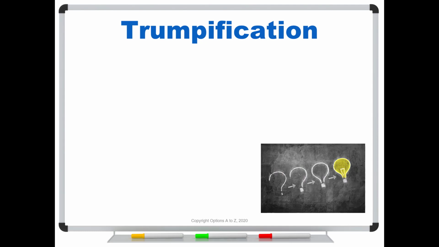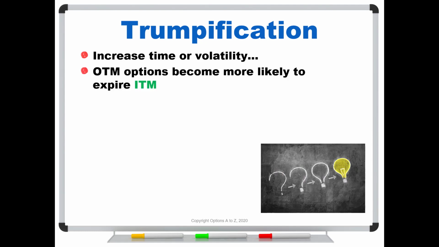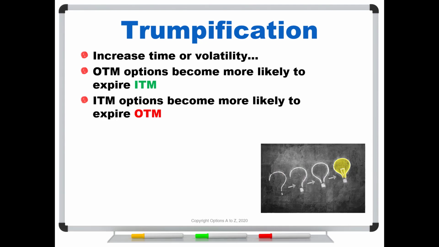And this is the idea that as you increase time or volatility, in other words, you start looking at longer dated options, that's increasing time, or if the markets just become more volatile, your out of the money options become more likely to expire in the money. And your in the money options become more likely to expire out of the money. And that means that all of your deltas move towards 50. So here's what it looks like graphically.